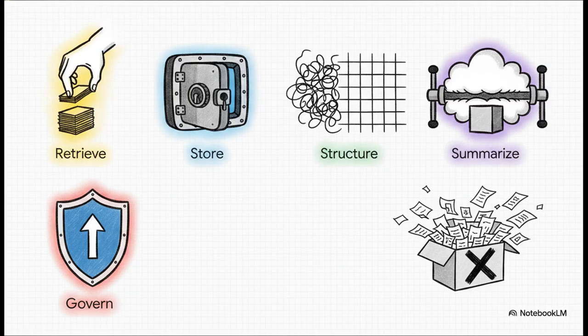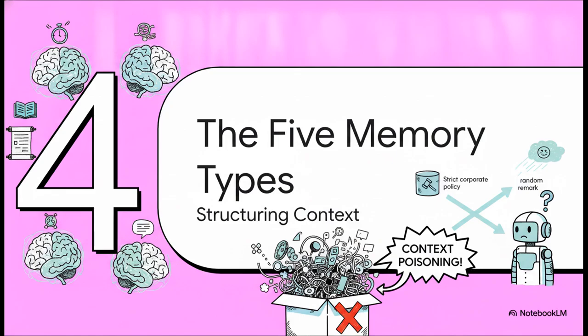You structure when you need precision, you summarize for compression, and you govern for production trust. Context shouldn't just be blindly stuffed into a prompt until it literally bursts. It has to be structured and compressed. Next up, Section 4, the 5 memory types.